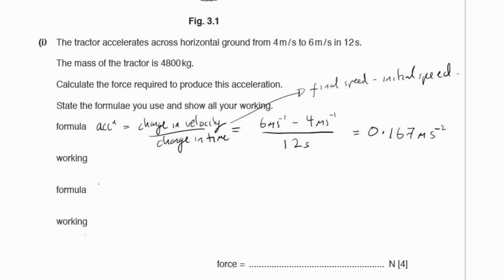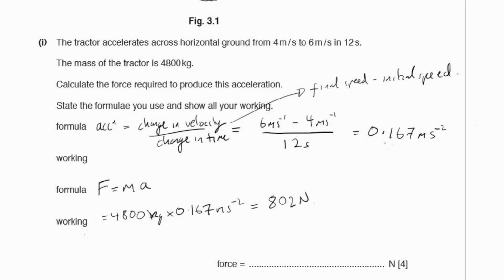Alright, so from that we then have our next part, which is to calculate the force being used. Well, force equals mass times acceleration. Let's just do that. That's going to be 4,800 kilograms multiplied by 0.167 meters per second squared, which gives us a value of 802 newtons. It's a very interesting thing.